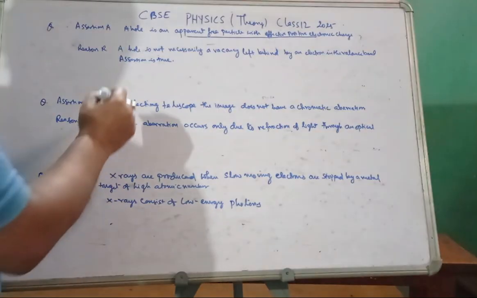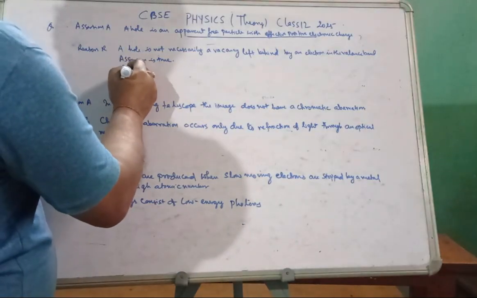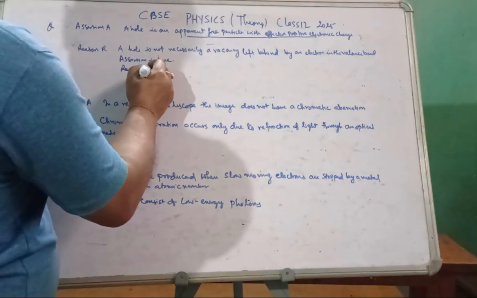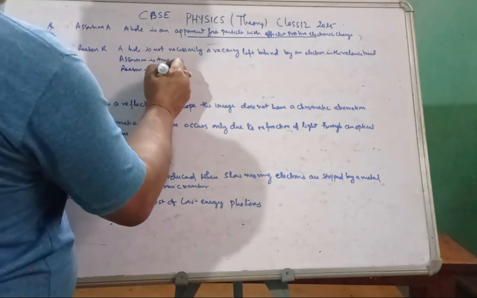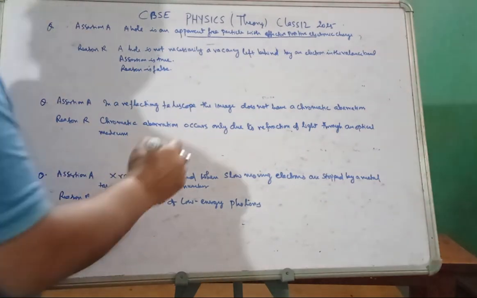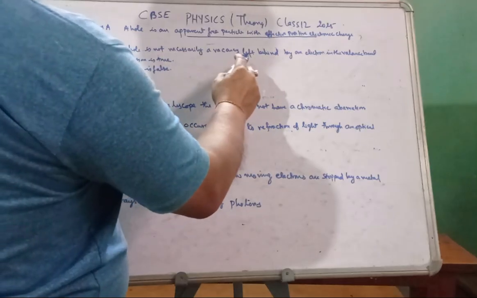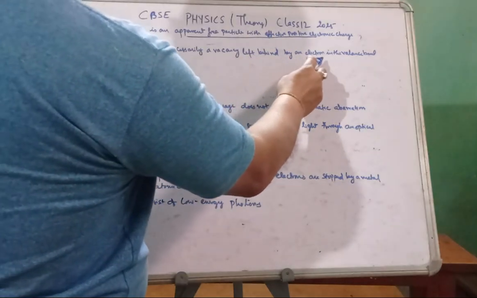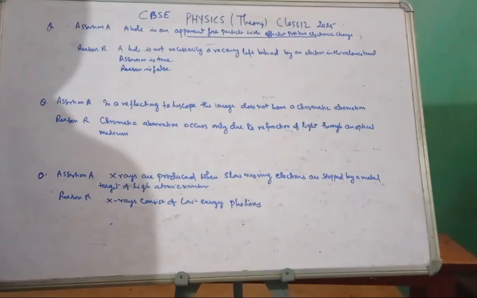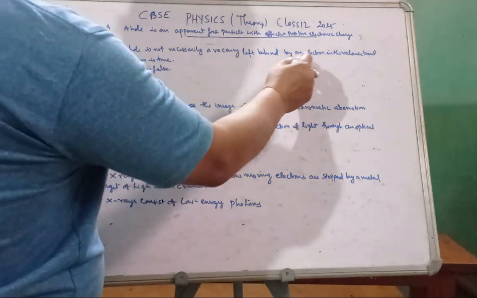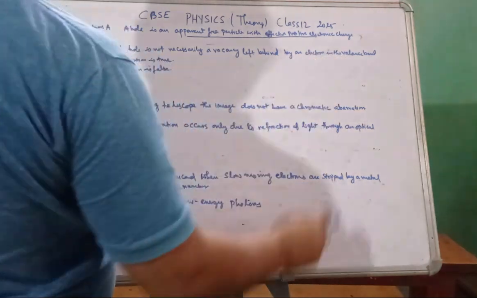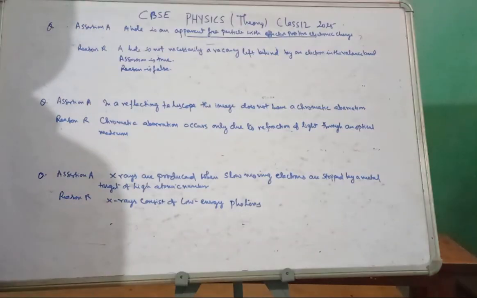This is true, and your reason is false. Why? Because a hole is not necessarily the vacancy left behind by an electron in the valence band. Holes can also be created by doping. So it is not necessary that it is by an electron in the valence band. It can also be created by doping.